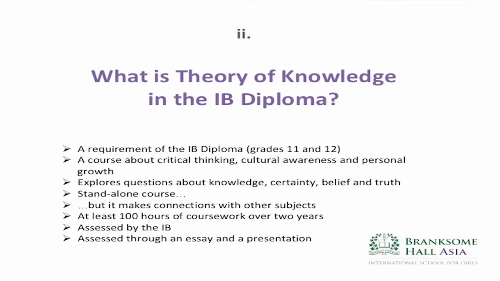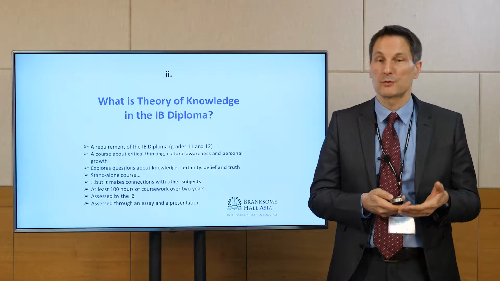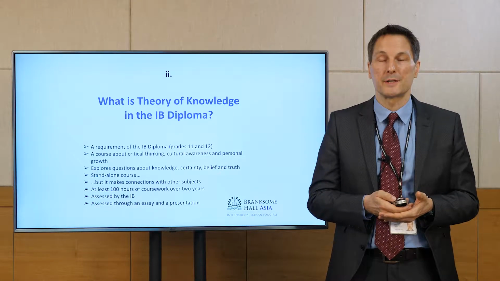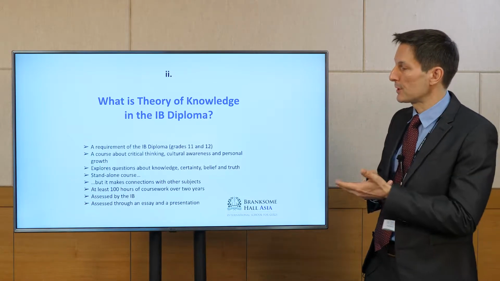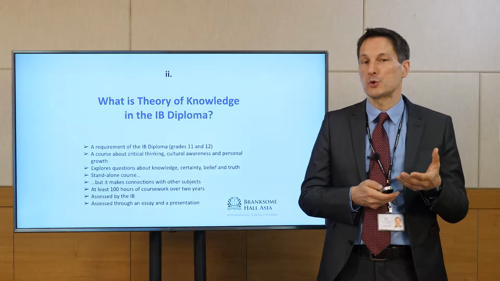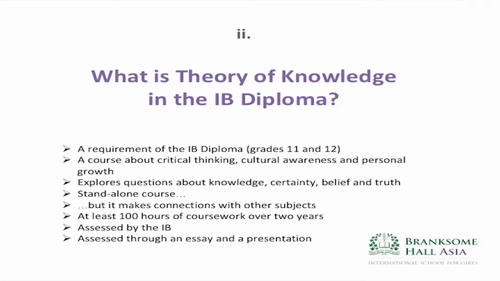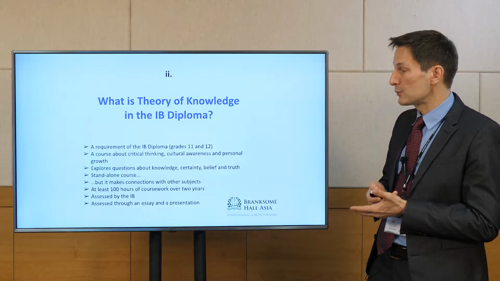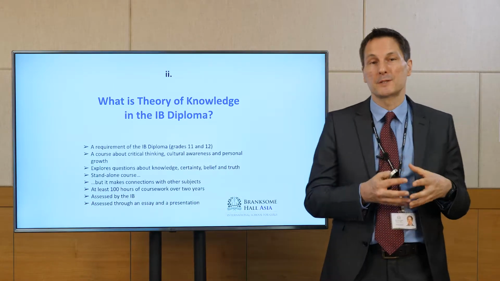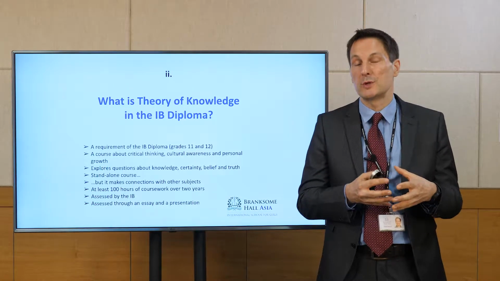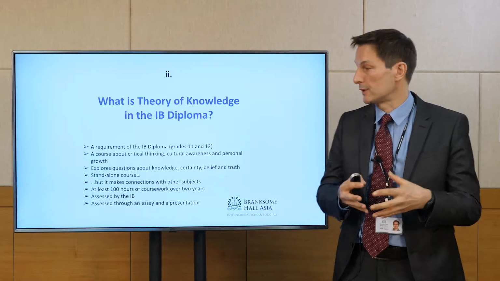The second big question then is, what is theory of knowledge in the IB diploma? So this is a requirement of the IB diploma for grades 11 and 12. It's a course about critical thinking, cultural awareness, and personal growth. It's a course which also explores questions about knowledge, certainty, beliefs, assumptions, and truth. It's a standalone course, so it's taught separately as a separate class, but at the same time, it makes some very, very important connections between different subjects across the curriculum.